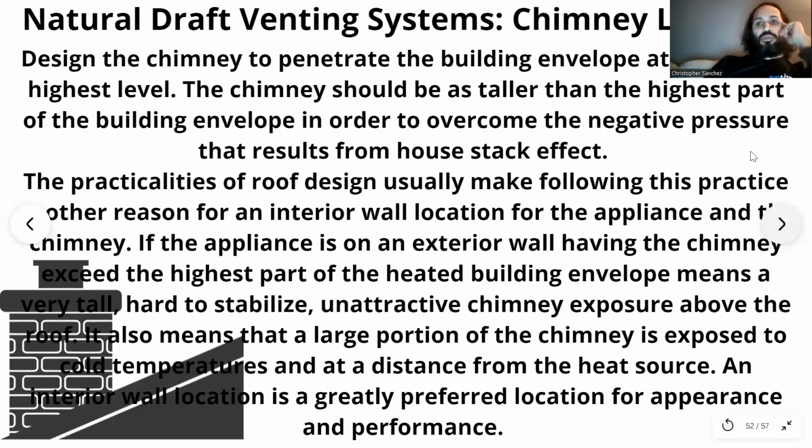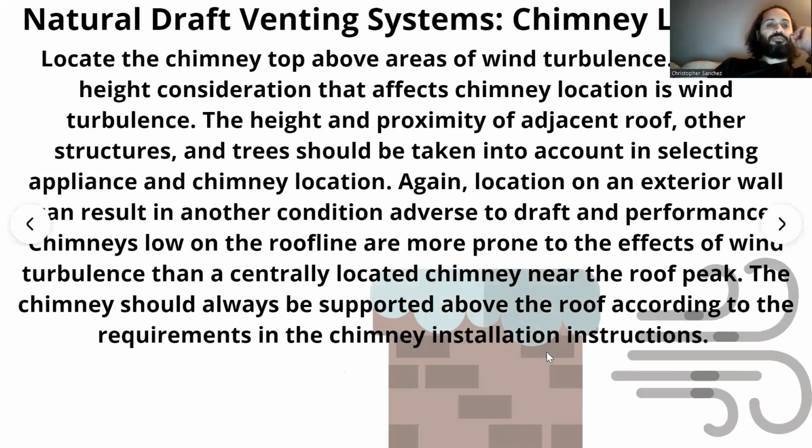Design the chimney to penetrate the building envelope at or near its highest level. The chimney should be taller than the highest part of the building envelope in order to overcome the negative pressure that results from house stack effect. The practicalities of roof design usually make following this practice another reason for an interior wall location for the appliance and the chimney. If the appliance is on an exterior wall, having the chimney exceed the highest part of the heated building envelope means a very tall, hard to stabilize, unattractive chimney exposure above the roof. It also means that a large portion of the chimney is exposed to cold temperatures.